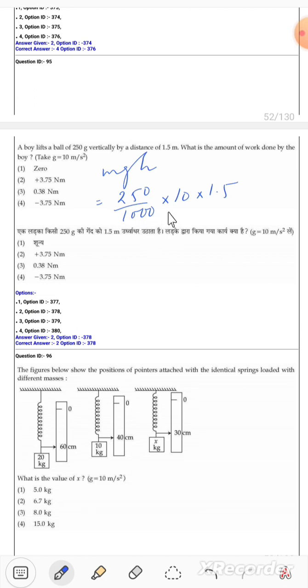So after calculation, we can write 10 by 40, and it will be 1 by 4, then it will be 15 by 4, it will be 3.75 newton meter. It will be the correct answer, 3.75.